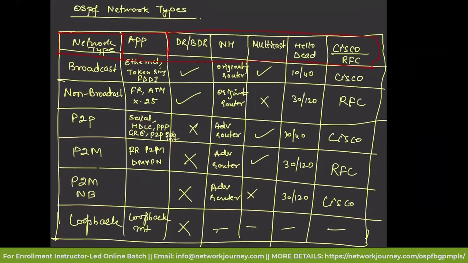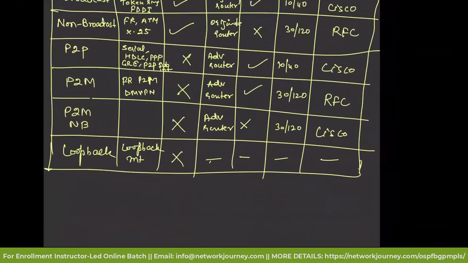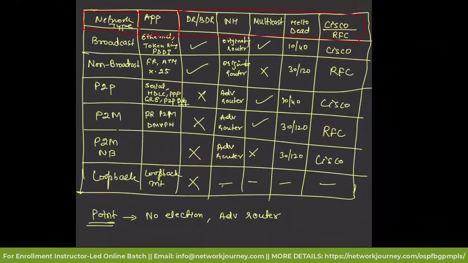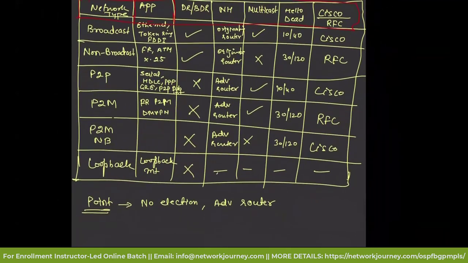Okay, so this is how you will have these many network types. Now, to learn this table, I will give you some points. The point is, if you find the keyword point, always remember there is no election, and your next hop is of the advertising router. So in the above topology, if you find the point keyword, which you find in point to multipoint and point to point, there is no DR, BDR, no election. And next hop is of the advertising router.